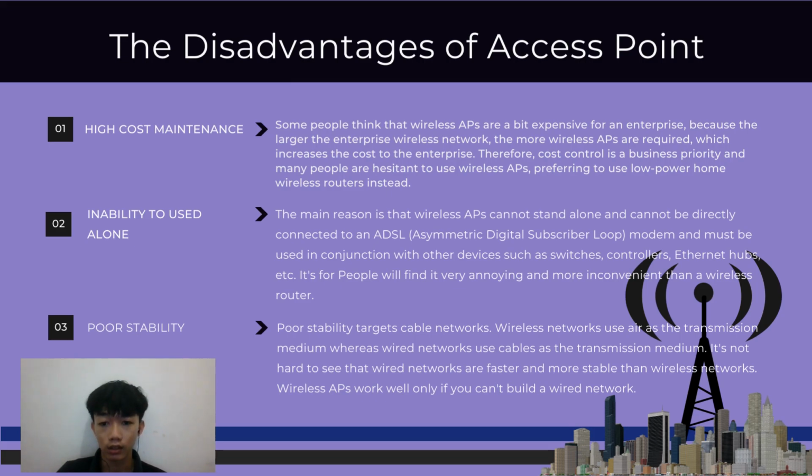And the last disadvantage is poor stability. Wireless networks use air as the transmission medium, whereas wired networks use cables as the transmission medium. It is not hard to see that wired networks are faster and more stable than wireless networks. A wireless AP works well only if you can build a wired network.